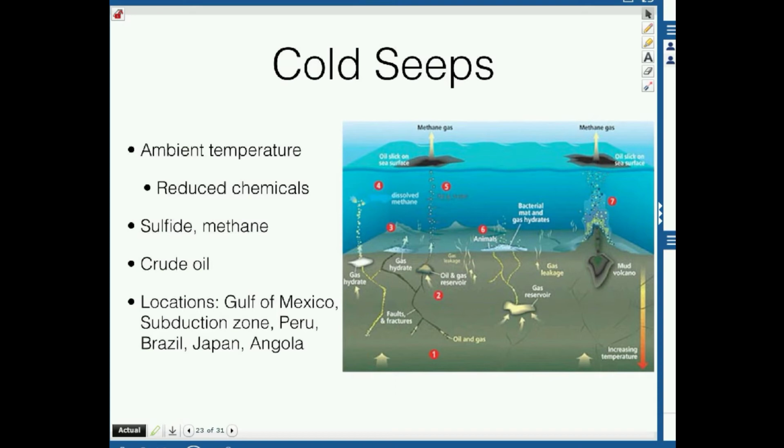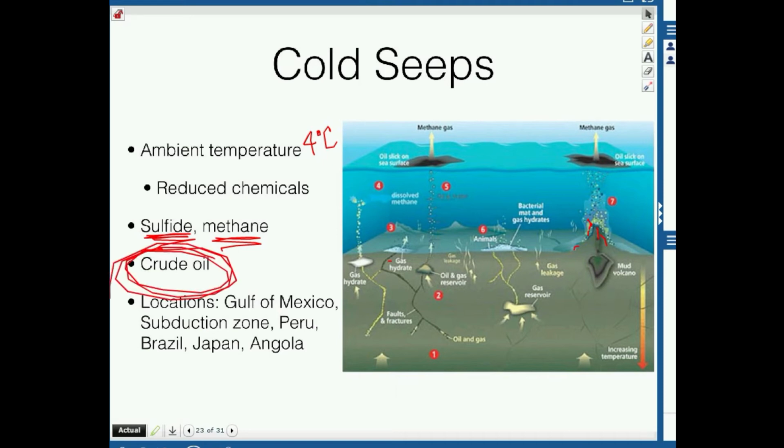Then we have something called a cold seep, which is also interesting. It's kind of the opposite of a hydrothermal vent. It's still at the bottom of the ocean, but instead it's going to be cold, right? Ambient temperature, so around 4 degrees Celsius. You're still going to have that hydrogen sulfide and methane, but instead you've got these cold seeps, coming out of the environment of the core or the mantle instead of the hydrothermal vent. These are also places where we'll find a lot of crude oil.